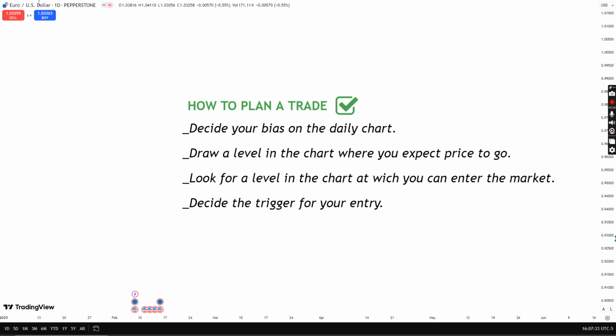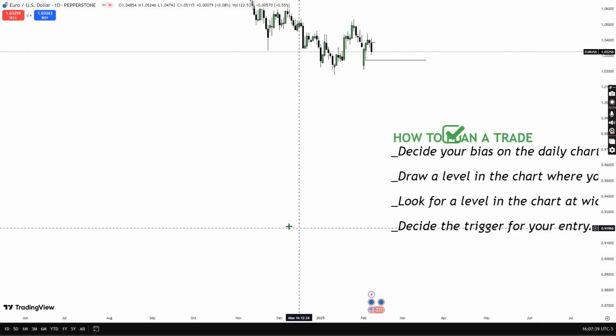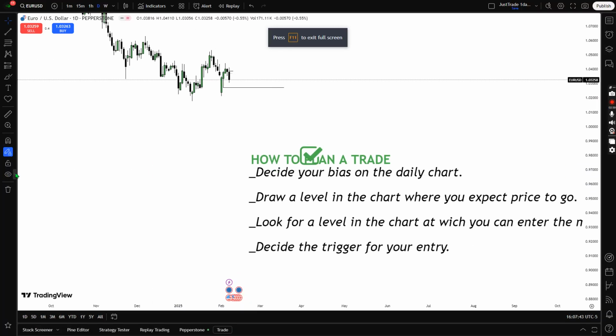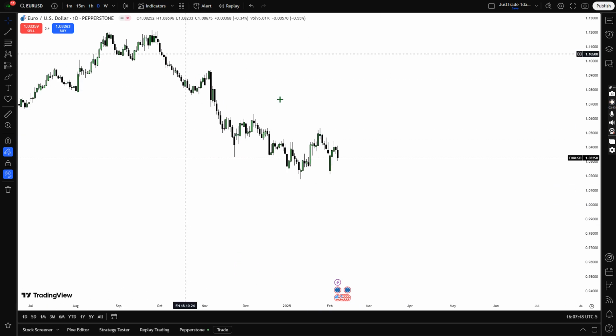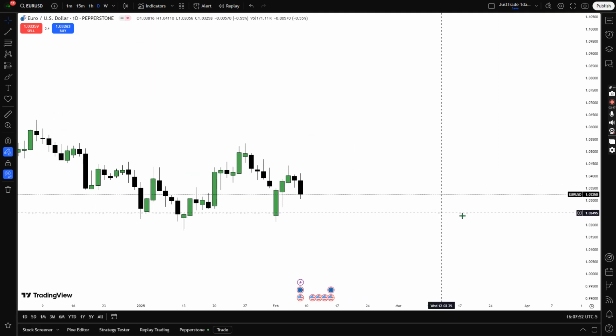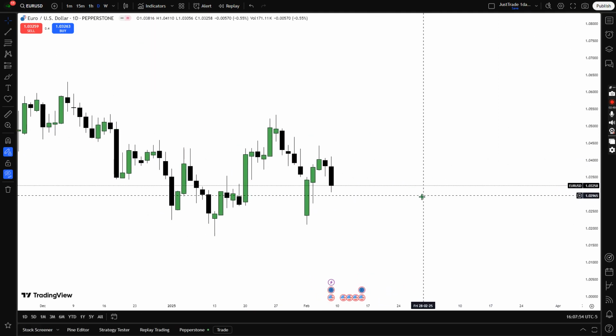Now let's see this on the live market. Okay, so let's see this. Actually, what we are looking for in this one. So, this is the daily chart, Euro USD. So what do we want to do in the daily chart? Understand whether we are bearish or bullish.